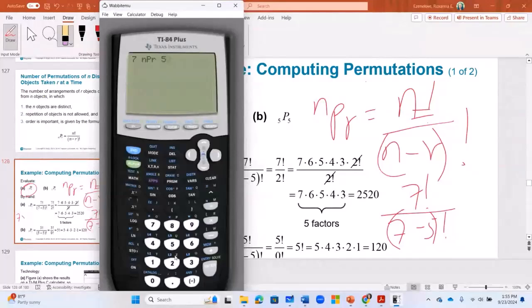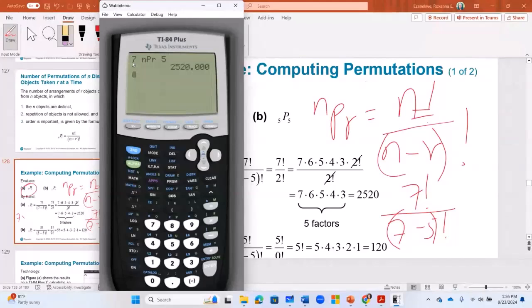All right, so when I hit enter, I see that my answer is 2,520. In other words, there are 2,520 different ways of selecting 5 out of 7 where order is important.